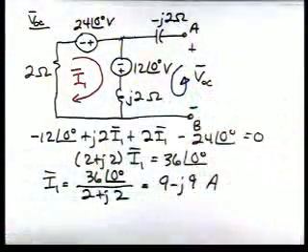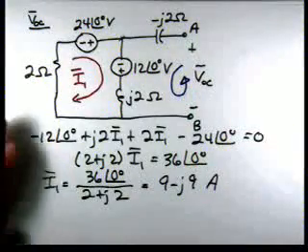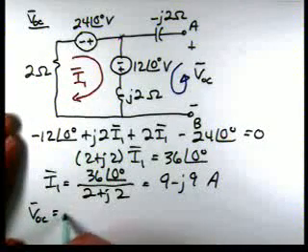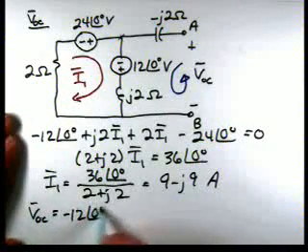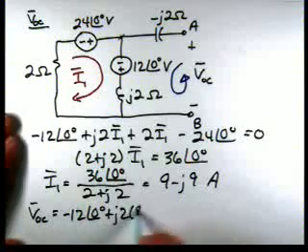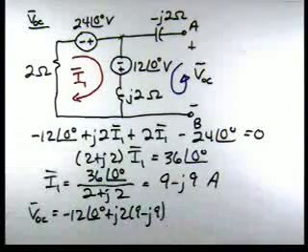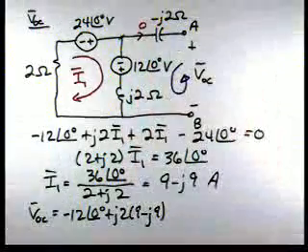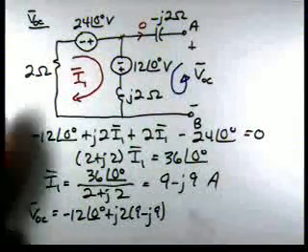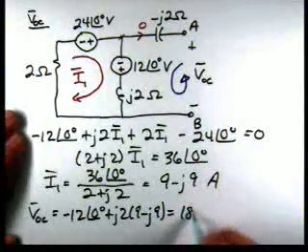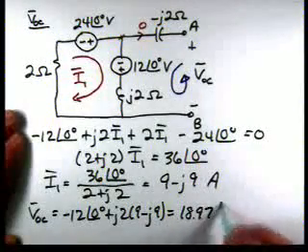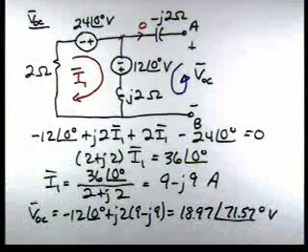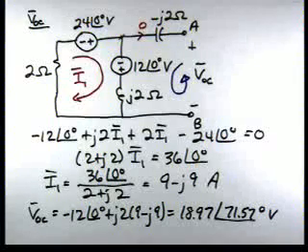Now we're going to apply KVL around this loop to find VOC, and if we do that, we get VOC is minus 12 at an angle of 0 plus J2 times 9 minus J9. Now, there's no voltage across this element because the current flowing through it is 0. So the open circuit voltage then is 18.97 at an angle of 71.57 degrees. So there completes our calculation of the open circuit voltage.